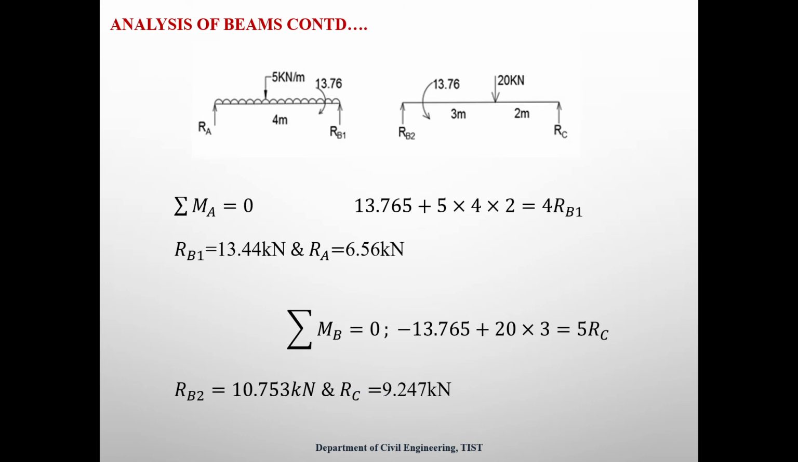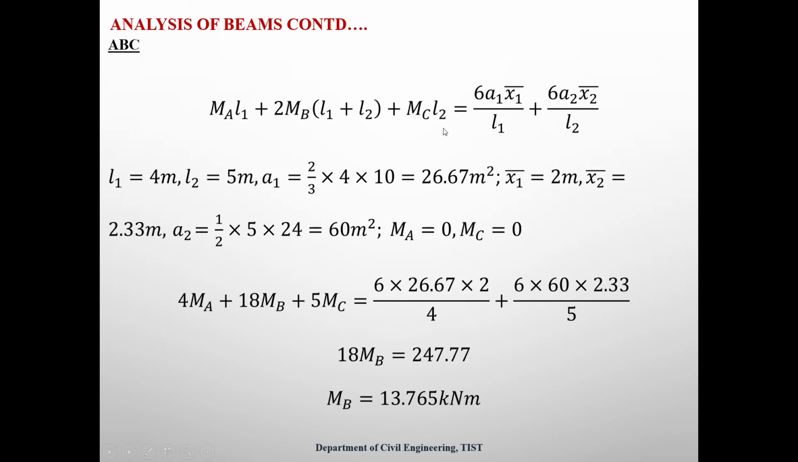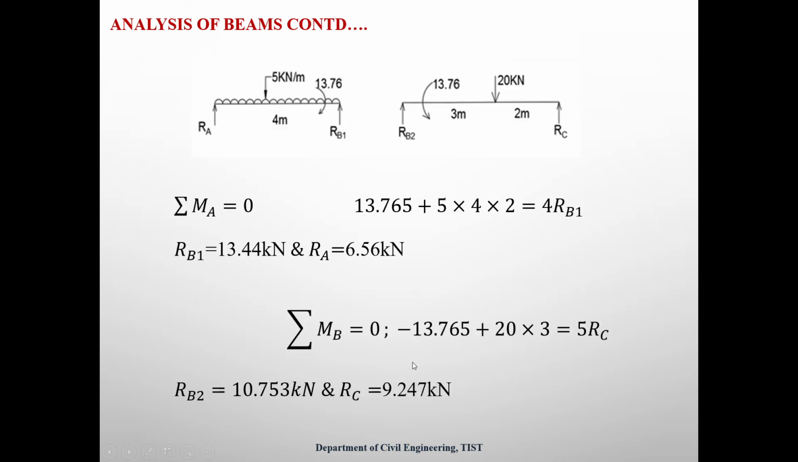In order to draw the shear force diagram, firstly we have to consider the support reactions. For calculating the support reactions, consider each span separately. Consider AB and BC separately as simply supported beams. Mark all the reactions RA. Then B can be split into two, RB1 and RB2, and RC. Then mark all the external loads, that means 5 kilonewton per meter over the span 4 meter and 20 kilonewton at a distance of 2 meter from C. And mark the obtained value of MB, 13.765.